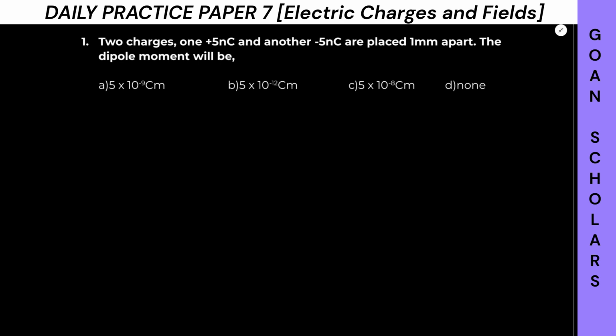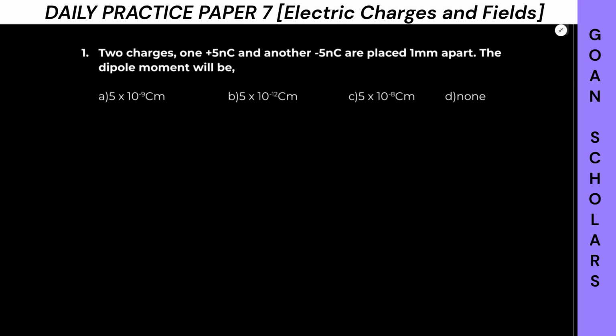Let's start with paper 7, and question number 1 in paper 7 says two charges, one is 5 nanocoulombs and another is minus 5 nanocoulombs, are placed 1 millimeter apart. Find the dipole moment. So here the charge is Q equals 5 nanocoulombs, 10 to the power minus 9, and separation, which is 2a. 2a itself is the separation, 1 into 10 to the power minus 3.